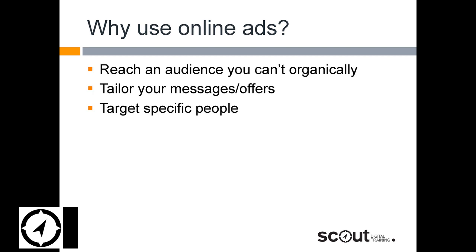It also allows you to tailor your messages and offers. So obviously we want to be thinking about all of the organic content that we're putting out and making sure that's relevant, but we don't always have the control about when and how people will see that. Whereas with ads, we can be very, very specific that if we want people to see a certain message or a certain offer at a certain time or in a certain place, there's a lot of flexibility around that. And then also the ability to target specific people as well.